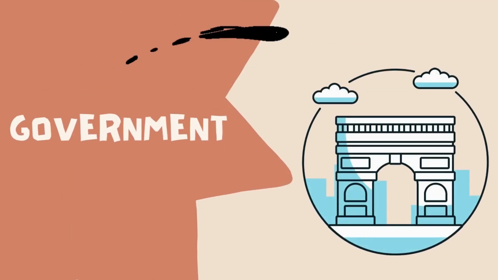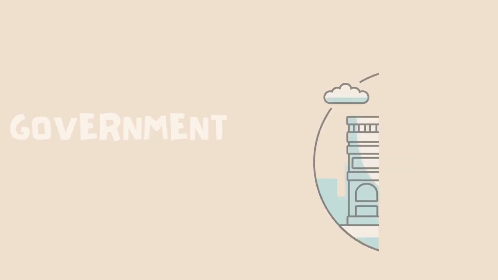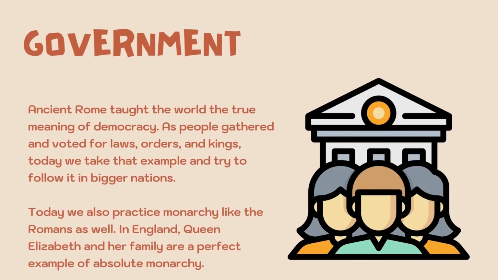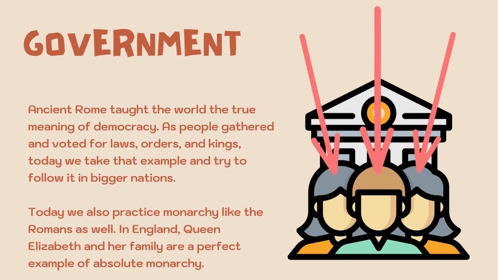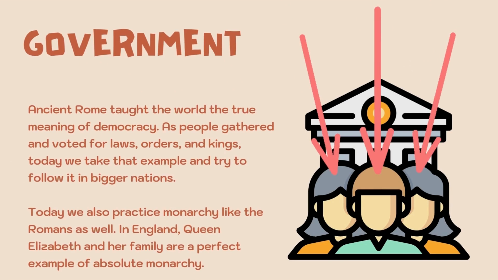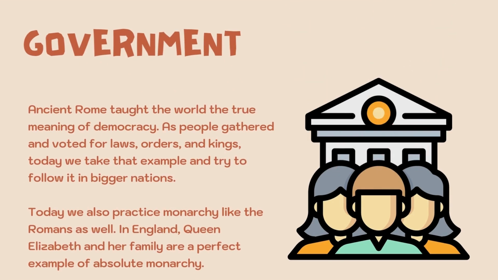Another theme of history is the government branch. Let's see how this affected the Roman Empire. Ancient Rome taught the world the true meaning of democracy. As people gathered and voted for laws, orders, and kings, today we take that example and try to follow it in bigger nations. Today we also practice monarchy like the Romans as well.